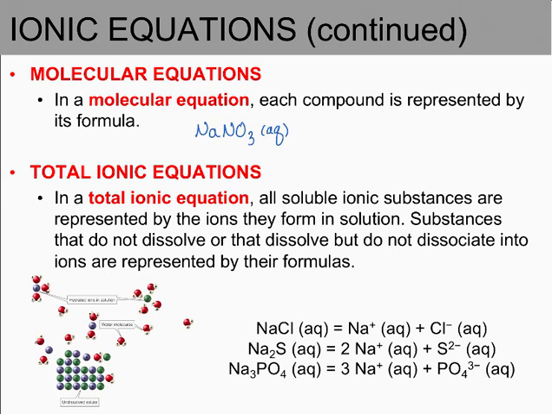And again, in total ionic equations, all soluble ionic substances are represented by the ions they form in solution. Substances that do not dissolve, or that dissolve but do not dissociate into ions, are represented by their formulas. And down below we have a figure again of water surrounding different ions and pulling them apart from their original crystal lattice. And again, we would want to represent that an ionic compound is soluble by writing out the individual ions for that compound. And that would be within the total ionic equation.